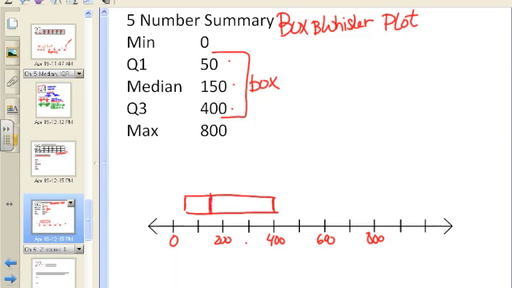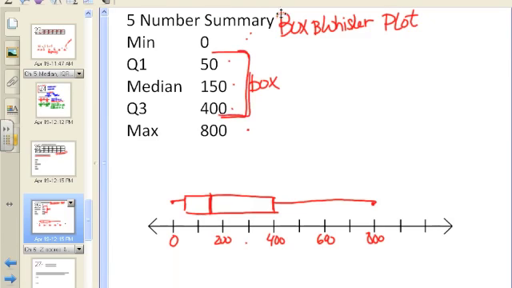The last 2 numbers, the min and the max, I'm just going to draw a little point or a little circle on my picture at those points. So there's one at 0, one at 800. And then I connect the center of my box, the middle of that line, all the way out to my little dots. So those are the whiskers, like whiskers on a kitty cat. And it just shows me how far out it goes. And that's what's known as a box and whisker plot. 3 in the middle make our box. 2 on the edges make our whiskers.